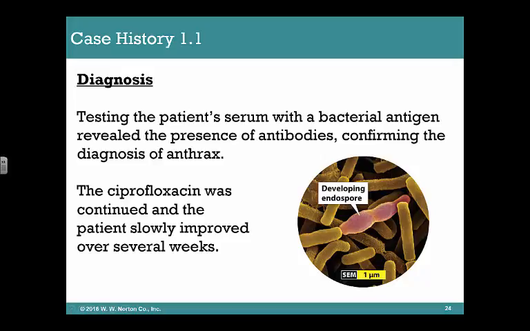And in testing the patient just to confirm that his diagnosis was correct, the patient's serum, or that portion of blood that doesn't carry any of the blood cells, was tested for antibodies that were specific for the microbe or the bacteria that cause anthrax, the Bacillus anthracis. And indeed, it revealed the presence of antibodies specific for just that bacteria present in his serum. And so that was a way that the laboratory test could confirm the doctor's initial diagnosis.